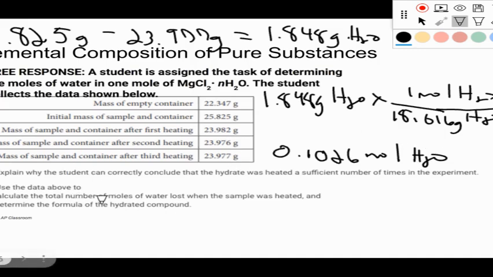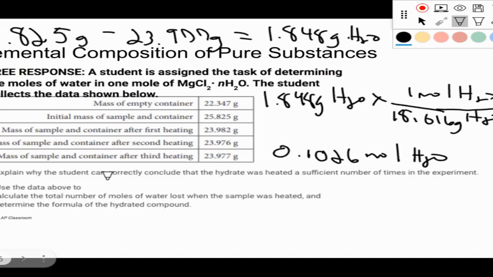Then it says determine the formula for the hydrate. Well, before we can do that, I have to figure out my moles of my MgCl2. I have to figure out my moles of my anhydrous part. And so to do that, we are going to go here and subtract the empty container from it, because this is just the leftover MgCl2 at this point. This is just the container. And so if I subtract this minus that, it is going to give me just my MgCl2.